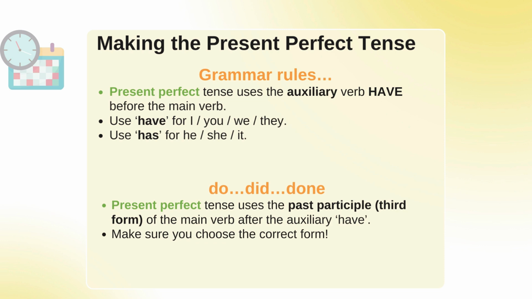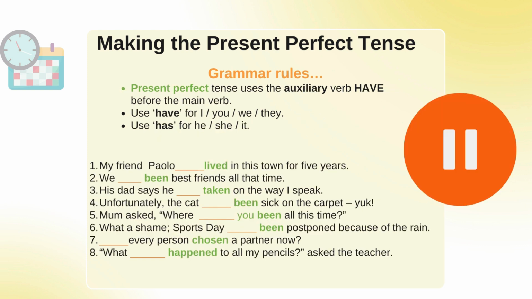We also use the past participle of the main verb after the auxiliary have. So the past participle is the third form of the verb. The past participle for regular verbs ends in ed, but for irregular verbs it becomes a little bit tricky because the word changes completely. Okay, so let's start off with practicing using the correct form of the auxiliary verb have.